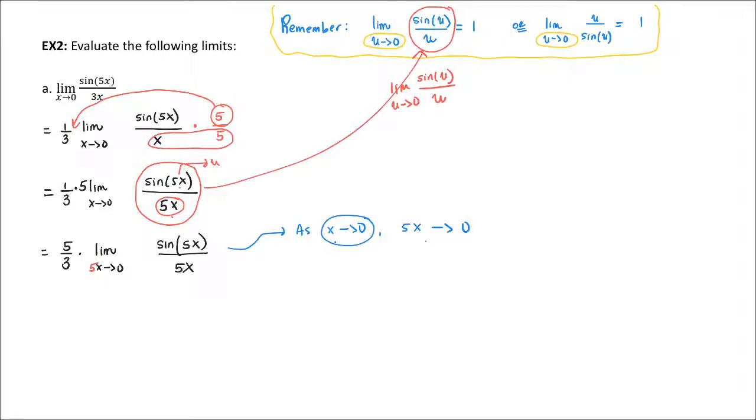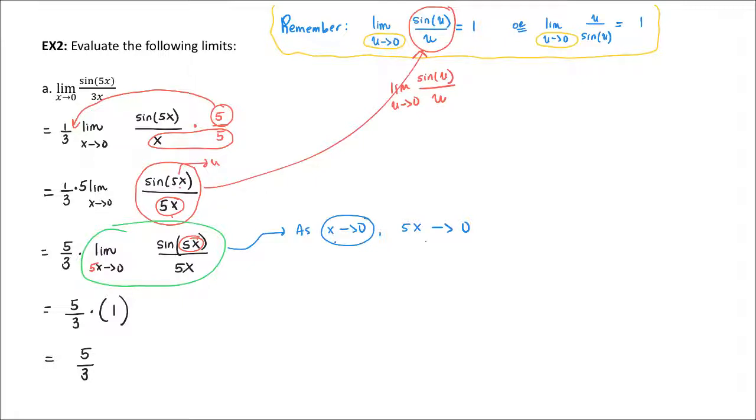Because then the limit is still as 5x approaches 0. The variable, now your new variable, 5x, is also approaching 0. So you're not changing the neighborhood. 5x is also approaching 0, like x is approaching 0. And now you have a perfect match. So now you know indeed that this limit right here is going to be equal to 1. So you're going to have 5/3 times 1. That's going to give you 5/3 as the value of the limit.